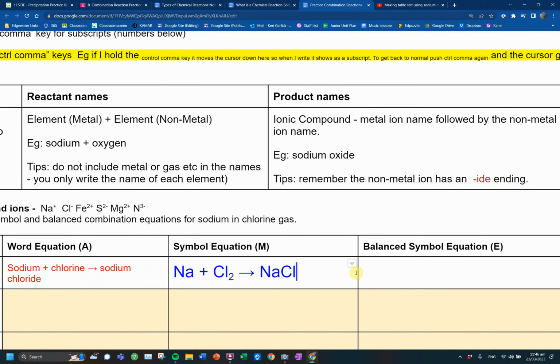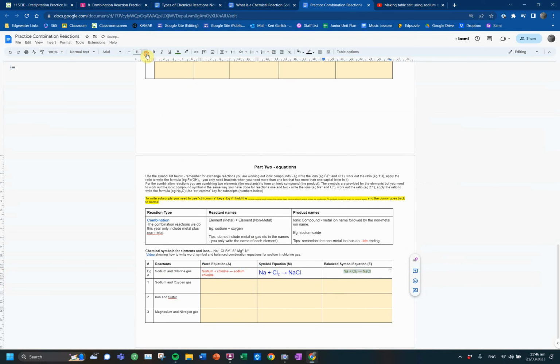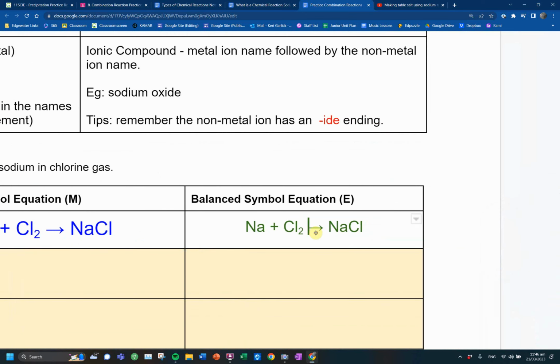Yeah? All right. So when it comes to balancing it then, I'm just going to copy the equation over first, and then figure out how I need to fix it. I've just copied the equation we had before. I'm going to make it a little bit bigger so you can see it. Now let us go through and count each one of our atoms. Sodium on that side is 1. Is that balanced? Yes. Chlorine on this side is 2. Chlorine on that side is only 1. Is that balanced? No.